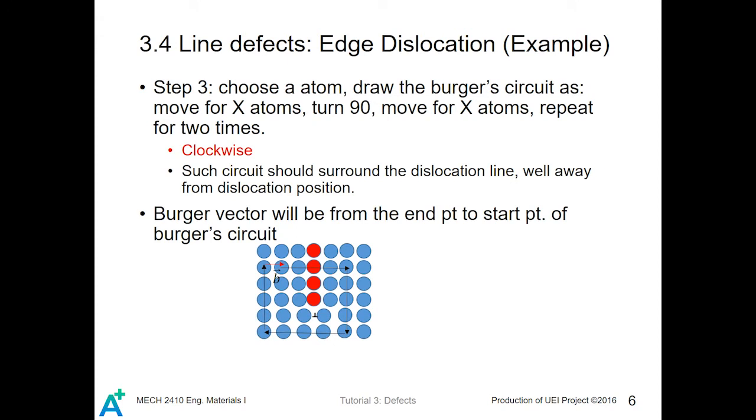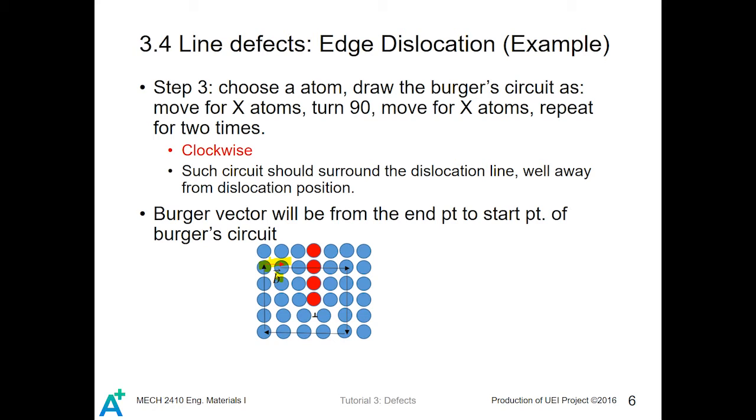Draw the Burgers circuit as follows: move for x atoms, where x is an integer. Turn 90 degrees, then move for x atoms and turn 90 degrees, and repeat the process 2 times. The direction should be clockwise, and such a circuit should surround the dislocation line, well away from the dislocation position. And the Burgers vector b, which is here, the red arrow, will be from the end point to the start point of the Burgers circuit.